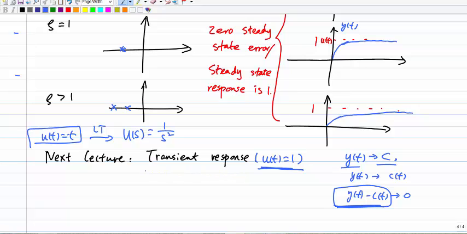So in the next video, I'll talk about how we define the transient response, or what kind of metrics we use to quantify the transient performance.